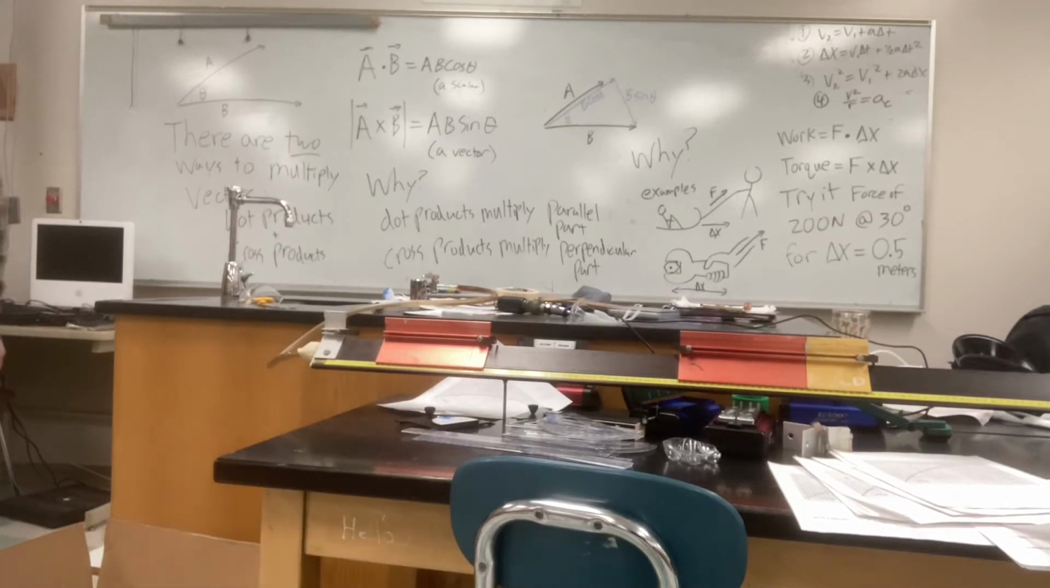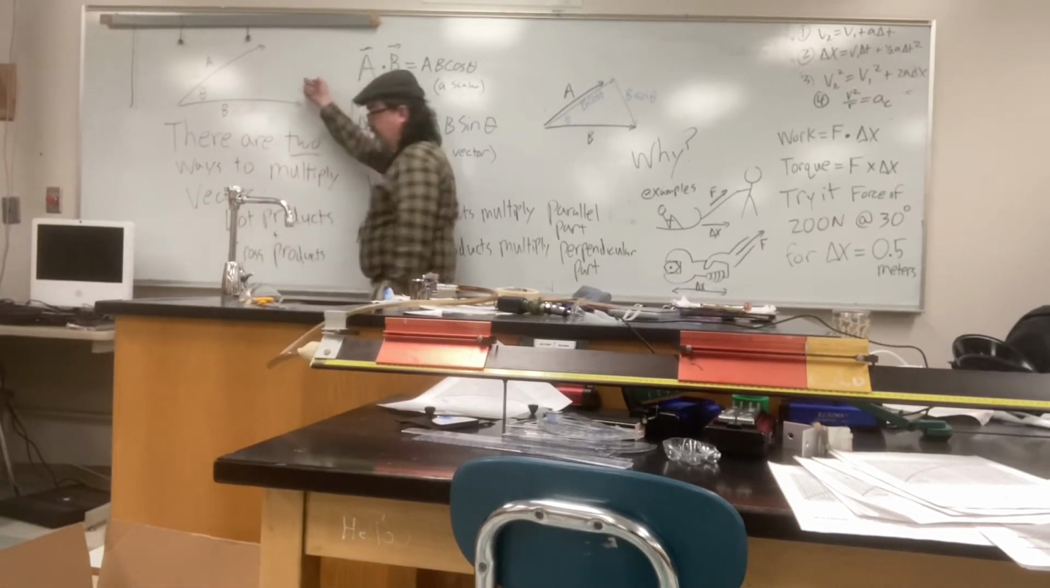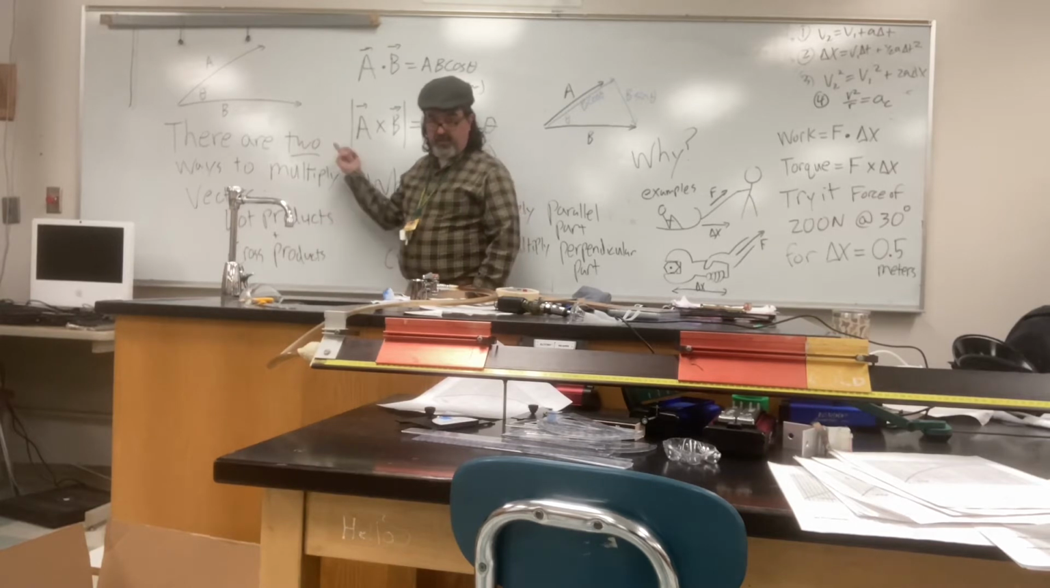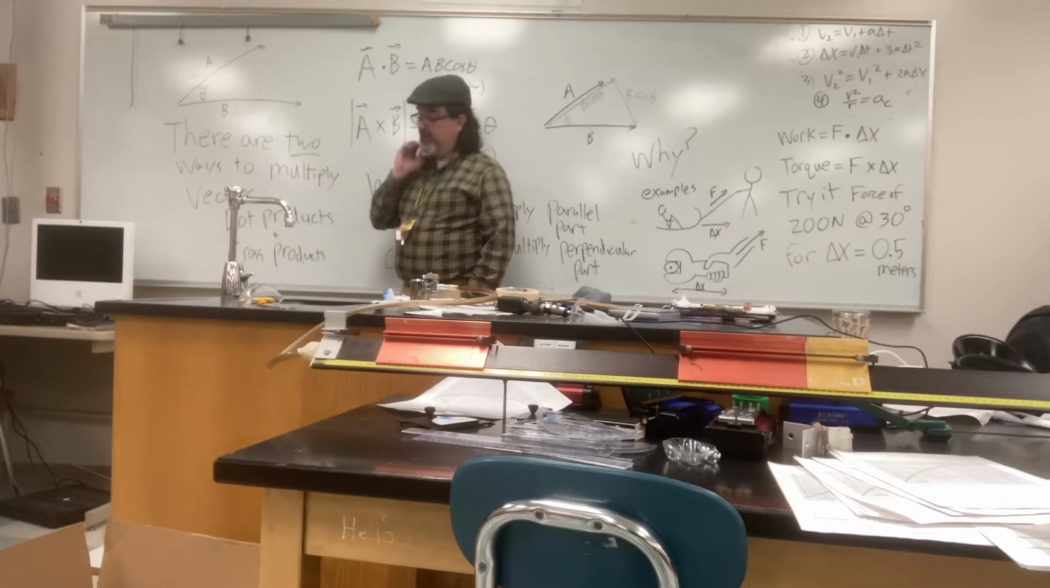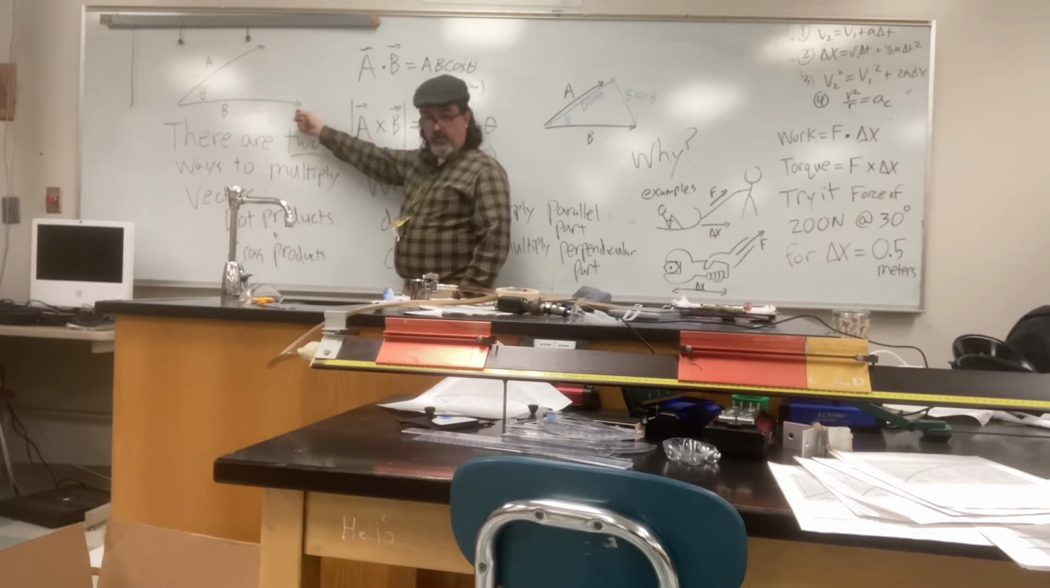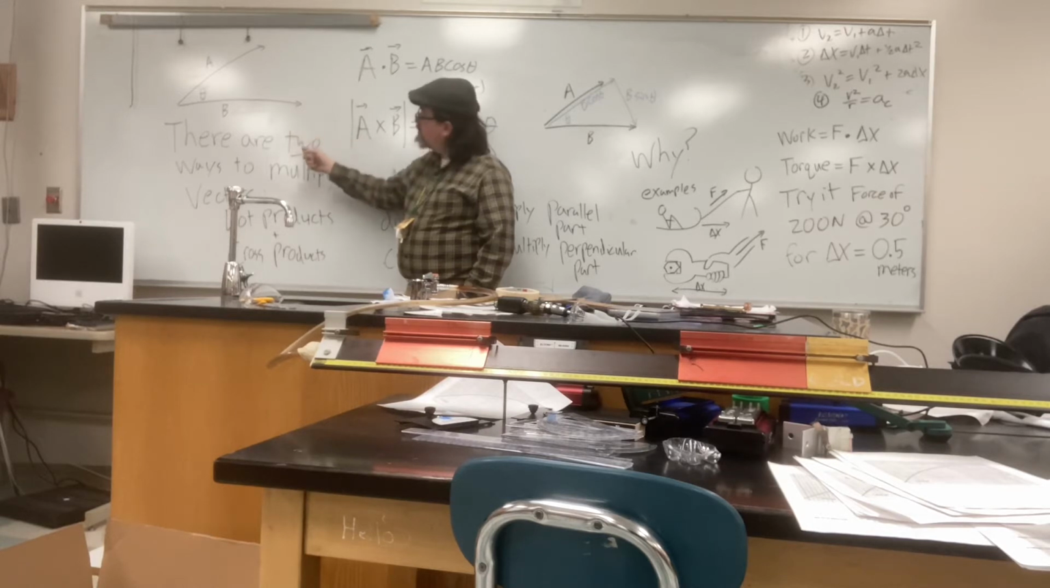All right, today is a short course in multiplying vectors. When you multiply vectors, we have the exact same problem we had when you were trying to add vectors. Adding scalars is easy, you just add them together. Multiplying, also easy, you just multiply. But with vectors, the direction has to be taken into account. So how do we do that?